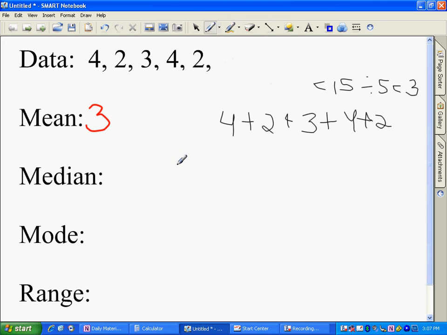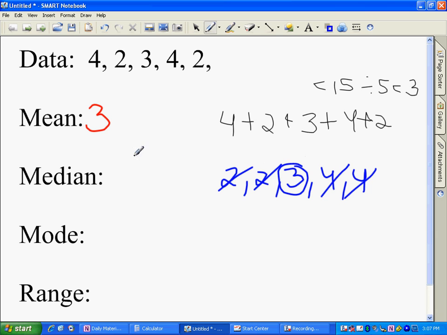All right, now I have to find the median. Median means middle, so that's the number that's in the middle. But you can't go by the way the data is given to you. You have to rewrite the data in order from least to greatest. So I'm going to rewrite these numbers from smallest to largest. And when I do that, I'm going to start canceling off numbers. And when I start canceling them off, I end up with a 3 in the middle, which means 3 is the median.